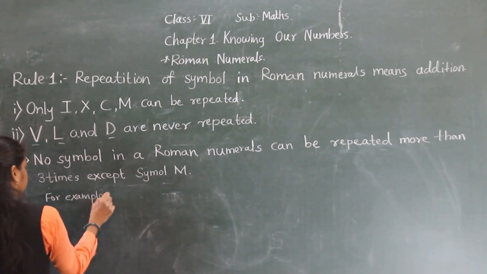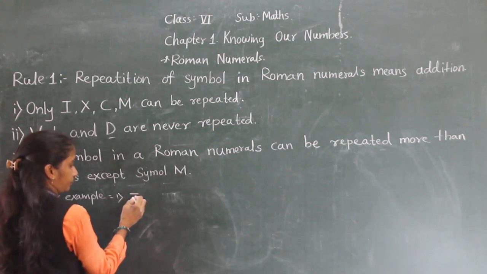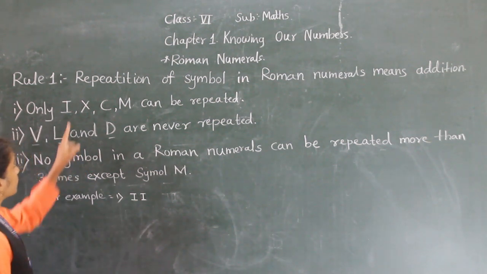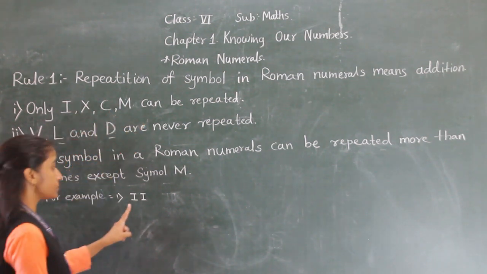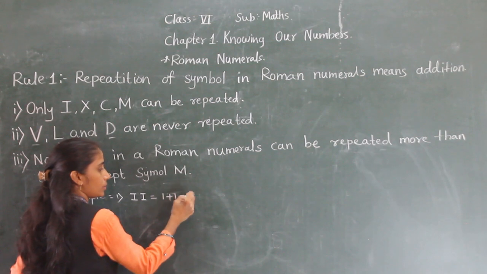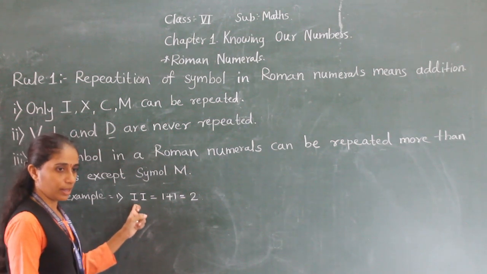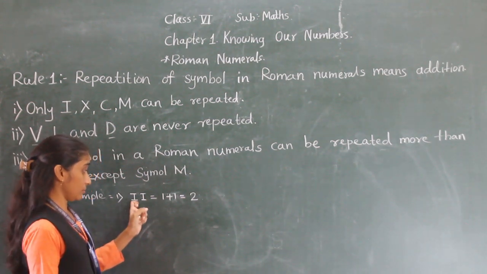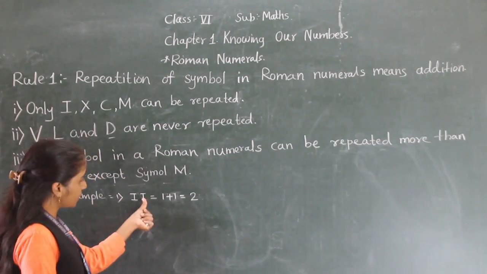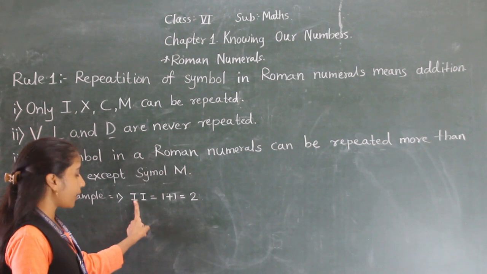For example, suppose I is repeated 2 times. Repetition of a symbol in Roman numerals means addition. So this is the addition of which numbers? 1 plus 1 means 2. Yes, we are writing 2 as II. Repetition of a symbol means it is the addition of 1 plus 1. So 2, how we can show it: II means 2.